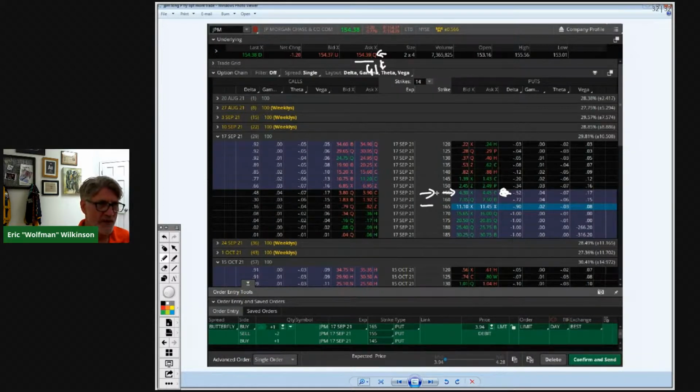So there is only 61 cents of intrinsic value in the 155 put. The rest of that is extrinsic value. The other almost $4.